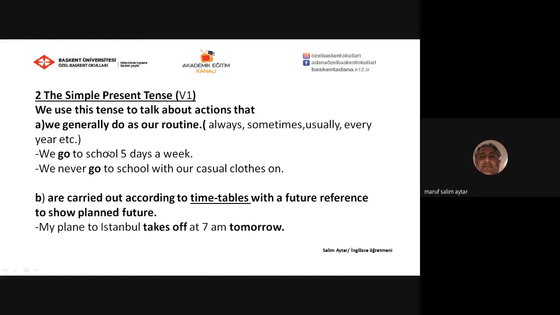At the same time, we use this tense to talk about actions that are carried out according to timetables, with a future reference to show planned future. My plane to Istanbul takes off at 7 a.m. tomorrow is a good example for that, actually.